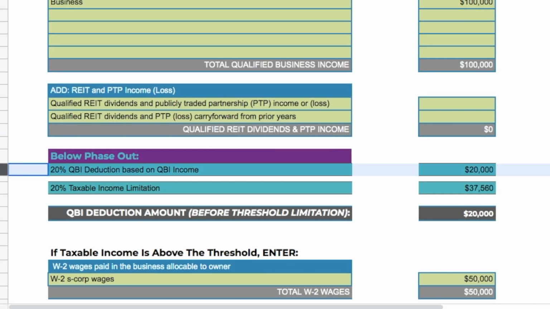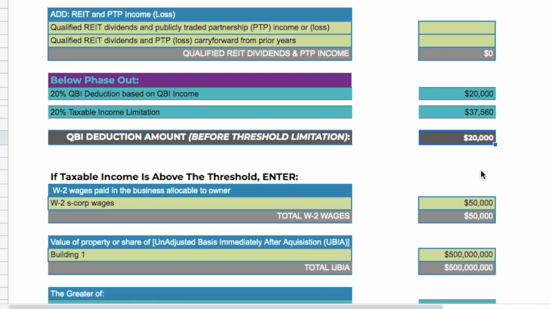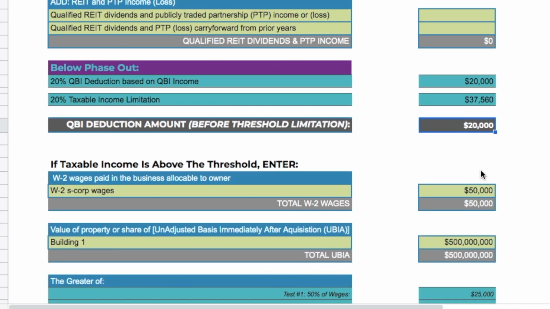So now our 20% of QBI is 20,000. And our 20% of taxable income is 37,000. So we're still going to qualify to take our 20%. We're not going to be limited by taxable income.